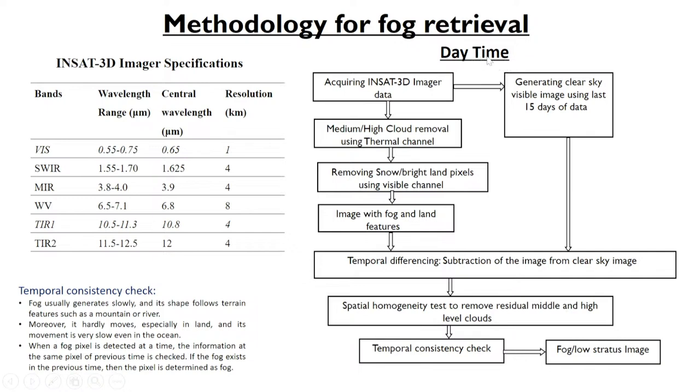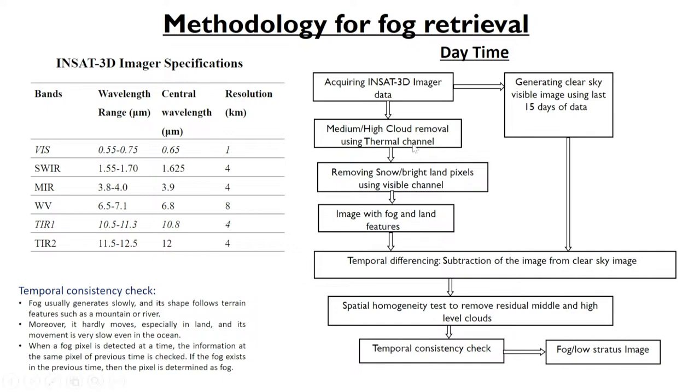So for the daytime, what are the major steps involved in the fog retrieval? First of all, we try to remove the middle and high level clouds. So how will we do that? We can do it using the thermal channel. As I already told you, in the thermal channel, it is the temperature which is indicated. So high and mid level clouds are going to have a lower temperature than the fog top because fog is near the surface. So I can put a threshold and remove the high and mid level clouds. I'll simply say that the pixels with a temperature less than this particular value are masked. That is, these are the high and mid level clouds.